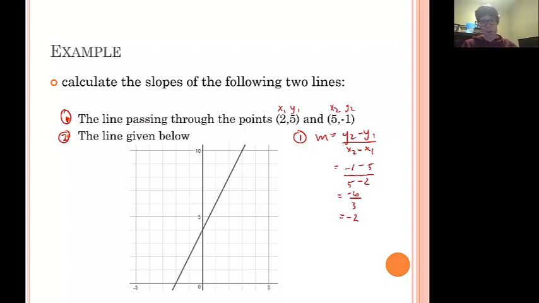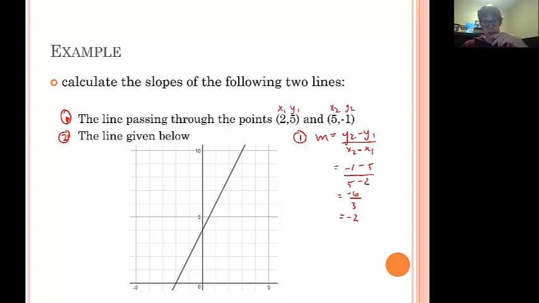Notice here that the order doesn't matter. If I had swapped the names to x2, y2 to talk about 2, 5, and x1, y1 to talk about 5, -1, and I went through the procedure, I still should get the same slope of -2. So that's one nice thing: it doesn't really matter how I choose these points, I should always come out with the same slope number.